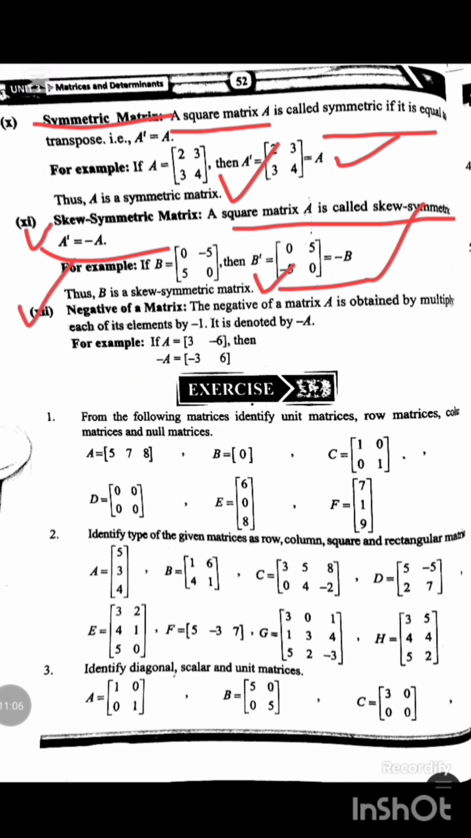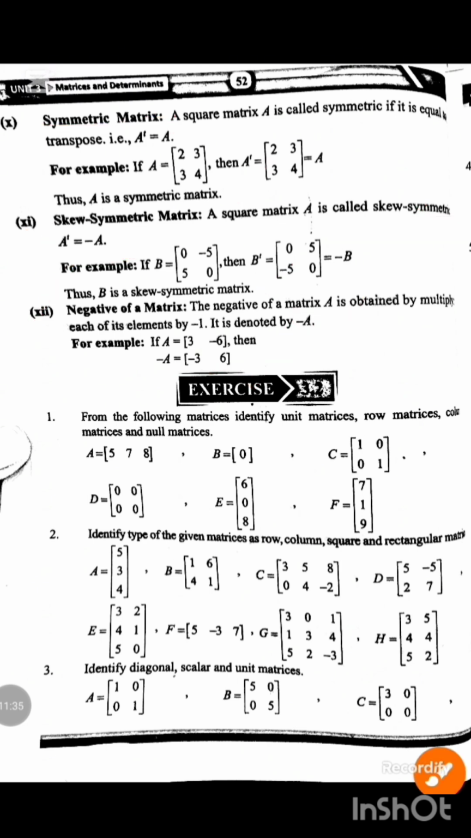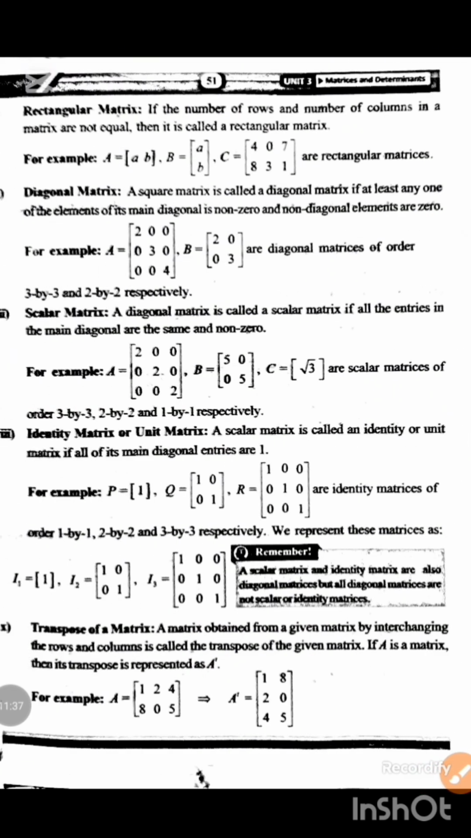Next we have negative of a matrix. The negative of a matrix A is obtained by multiplying each of its elements by minus 1. It is denoted by minus A. For example, if A is equal to 3 minus 6, then minus A will be equal to minus 3 and 6. We just multiply minus with all entries and we will get the negative of that matrix. Okay, all these are the types of our matrices.